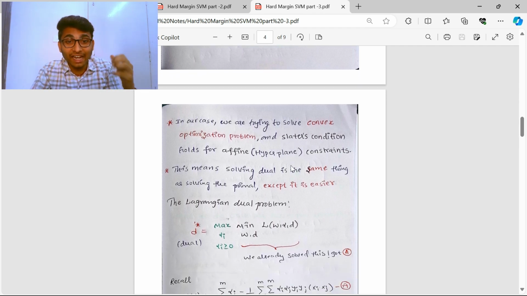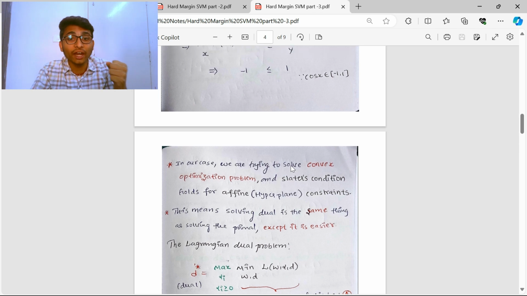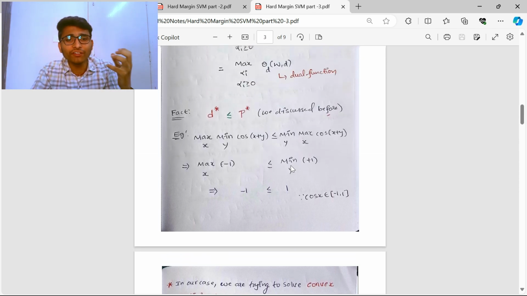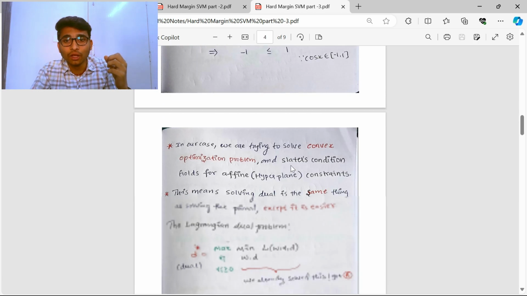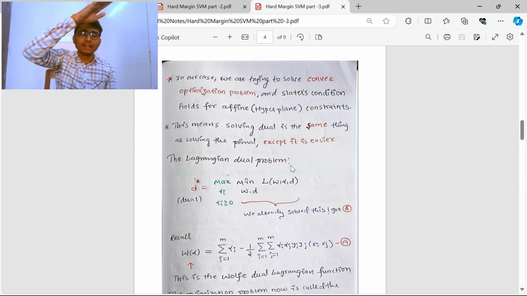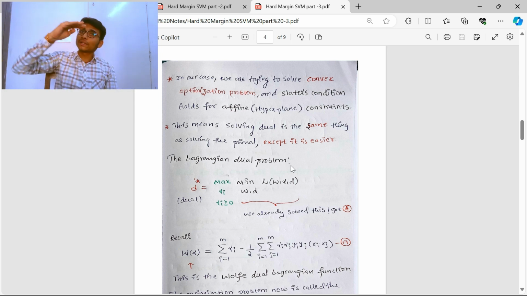Now, in our case, we are trying to solve a convex optimization problem. And you will ask, what is a convex optimization problem? A convex optimization problem is nothing but when we have a function, let's suppose x square is there, right? See me, x square is there. And if you define a line segment between two points, the minimum present is one. We have only one minima, right?